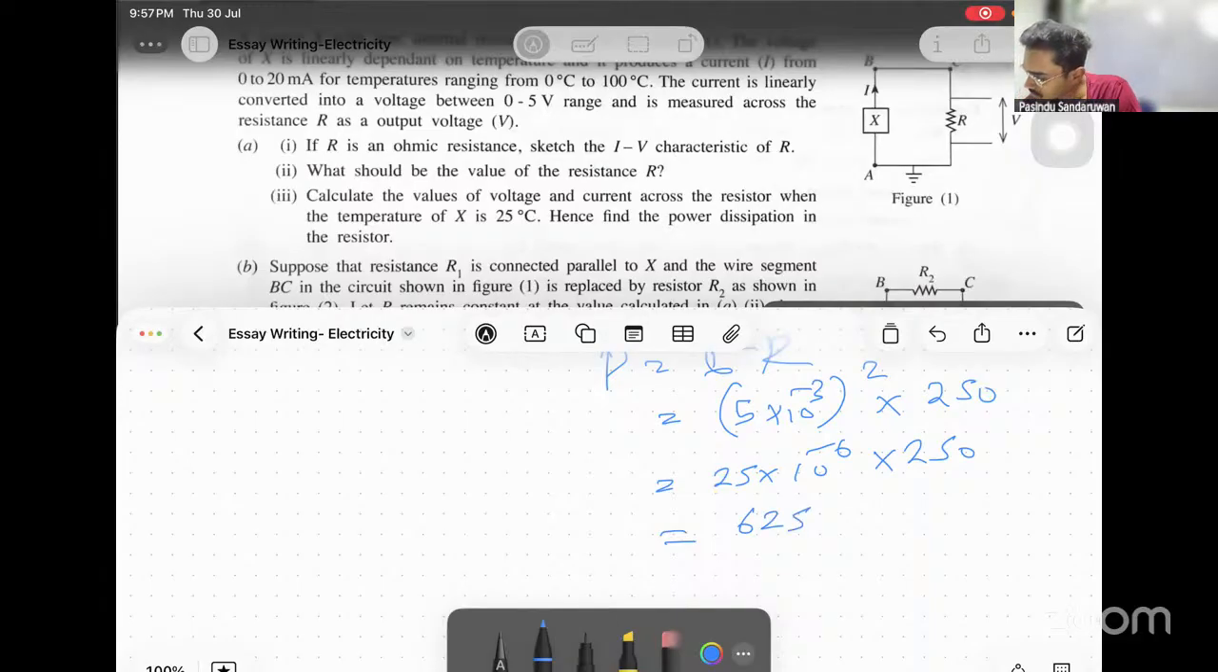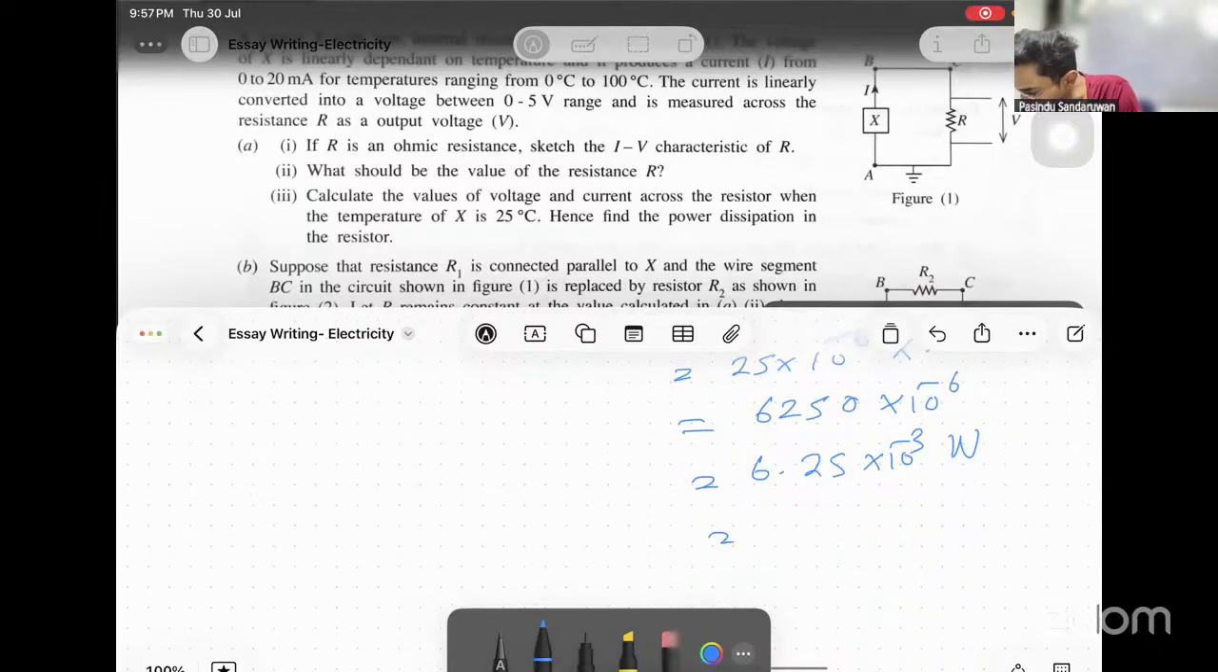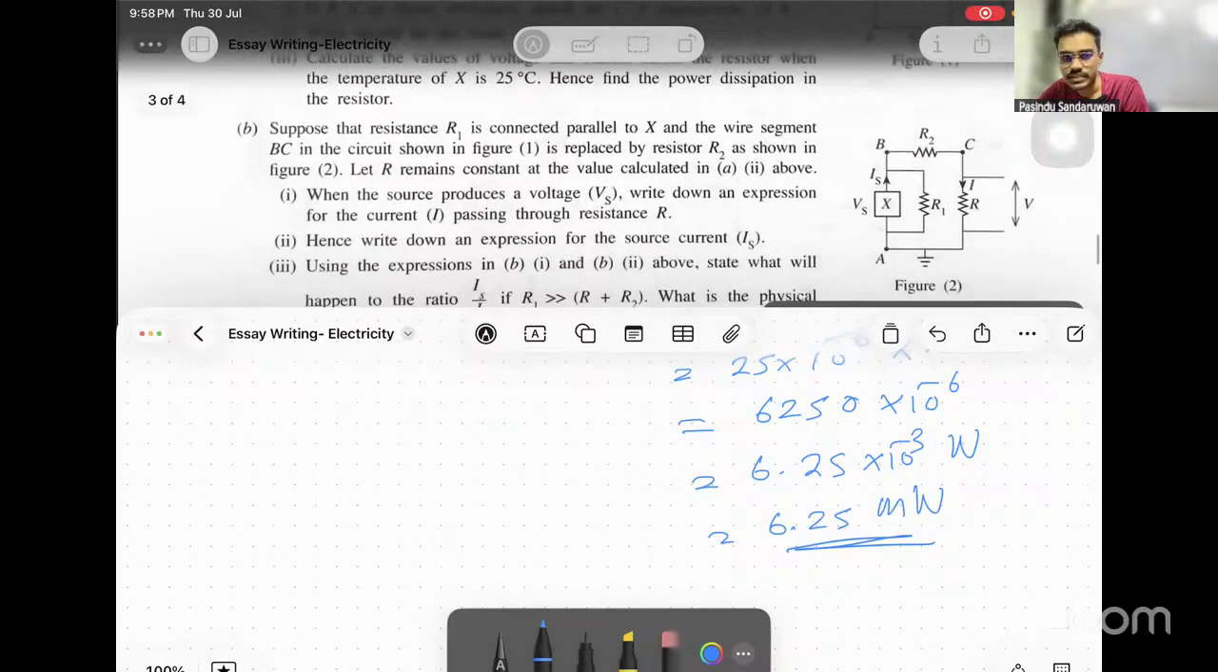Then 10 to the power minus 6. Then we can keep it as 6.25 times 10 to the power minus 3 watts. So that is 6.25 milliwatts. That part is done. Right? Part B.